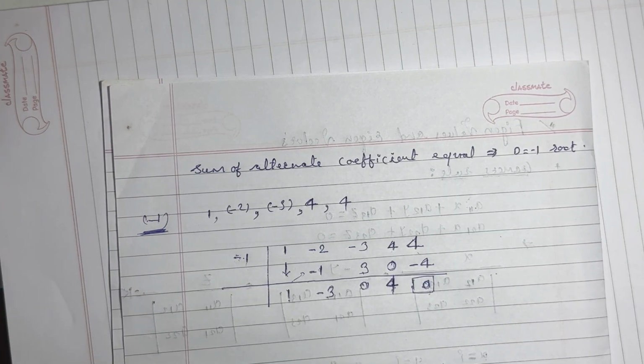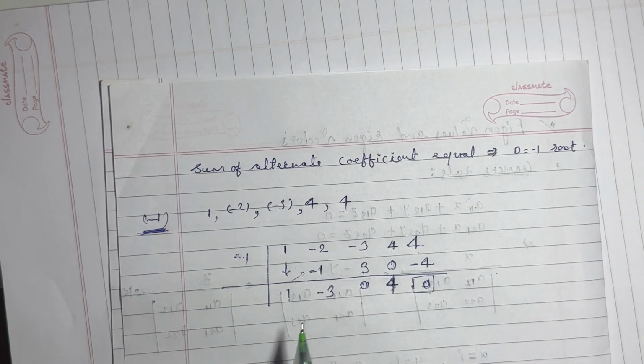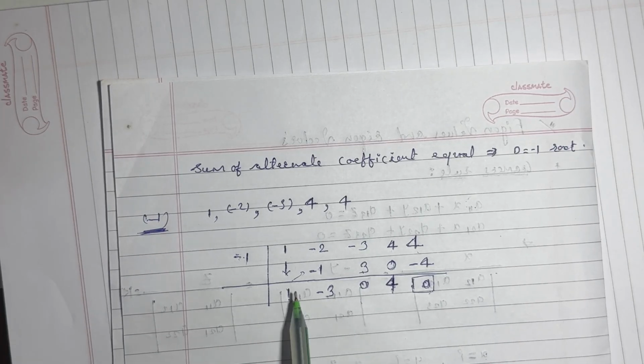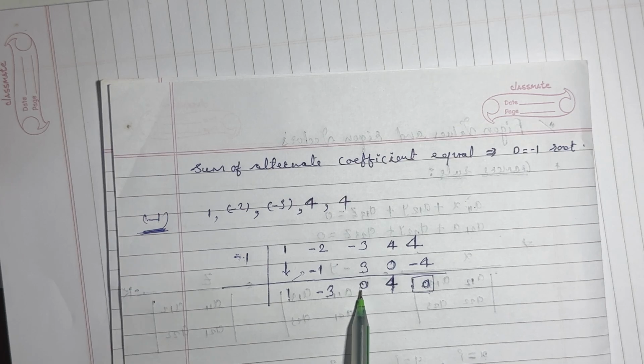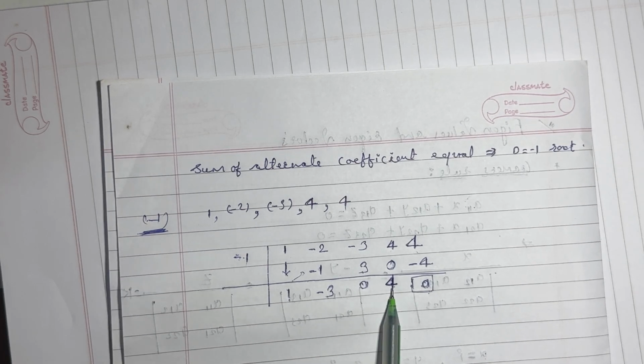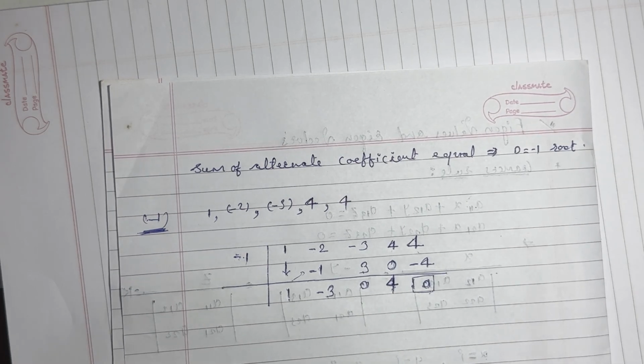Now we have to convert this into the polynomial form, and we find whether the alternate coefficients are equal. If the alternate coefficients are equal, obviously we say that d equal to -1 is one of the root. Yes, it is very easy, guys. You can see here 1 plus 0, the sum of alternate coefficients, is equal to 4 minus 3 plus 4. Obviously the sums of alternate coefficients are coming equal.